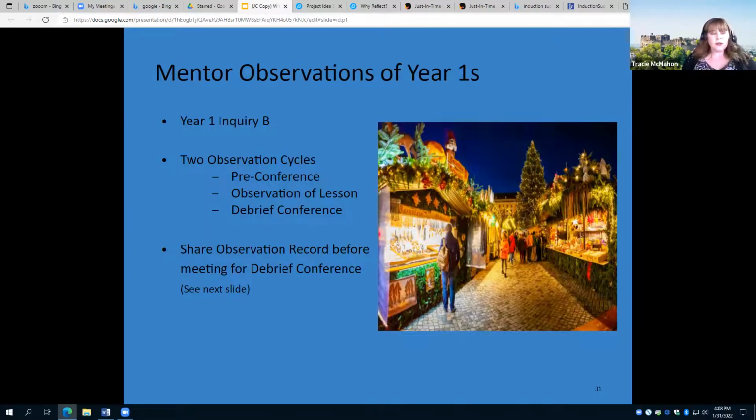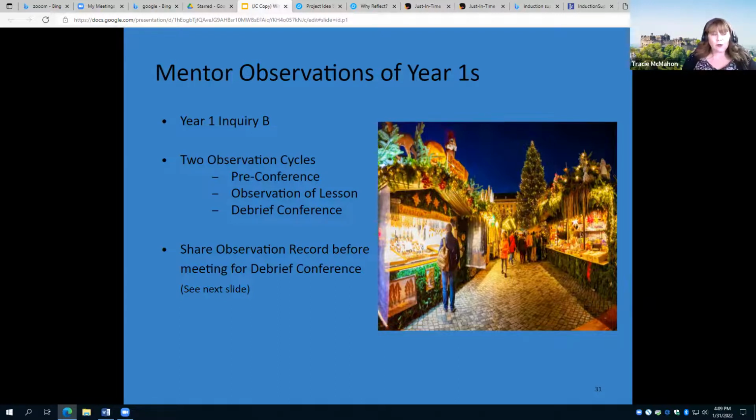Okay, mentors. We wanted to take a minute to go over some very mentor-specific aspects of the program. The first thing I wanted to talk to you about is observations. For mentors of year one candidates, and we have some mentors that are doing both, I know that must be really rough because it feels like you're doing all kinds of observations at this point. But if you have year one candidates, you are going to be working on their inquiry B.